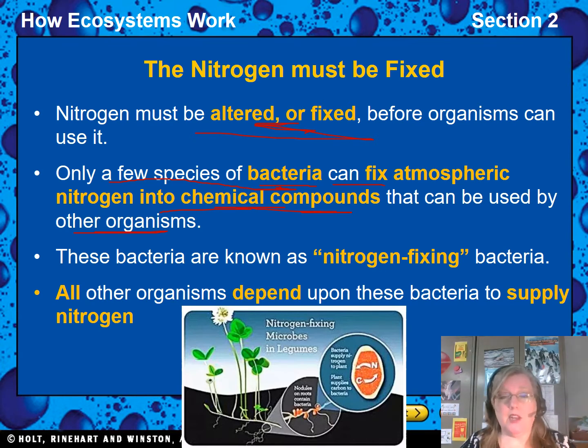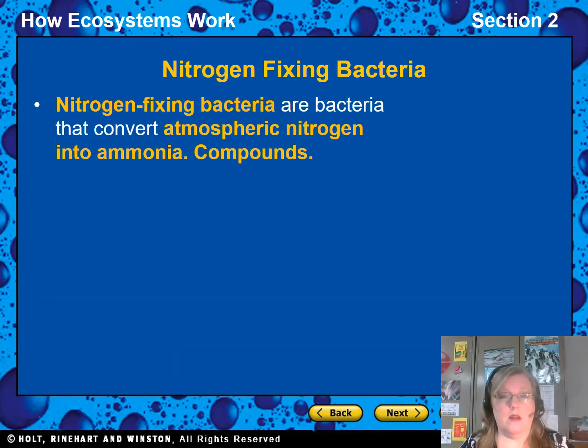These bacteria are called nitrogen fixing bacteria, and it's only a couple of species. Not every bacteria can do this. All other organisms depend on these guys to give us our nitrogen. And we're going to talk about where they live and how they get the nitrogen for us. I think that's on the next slide.